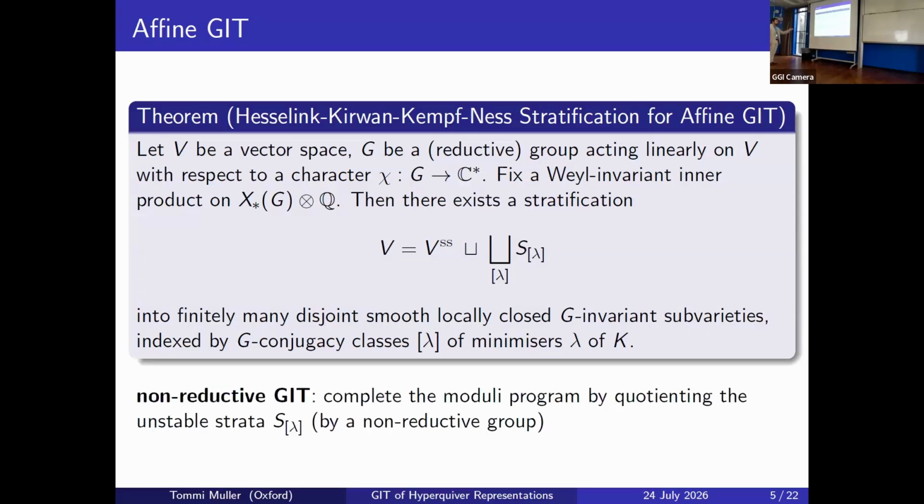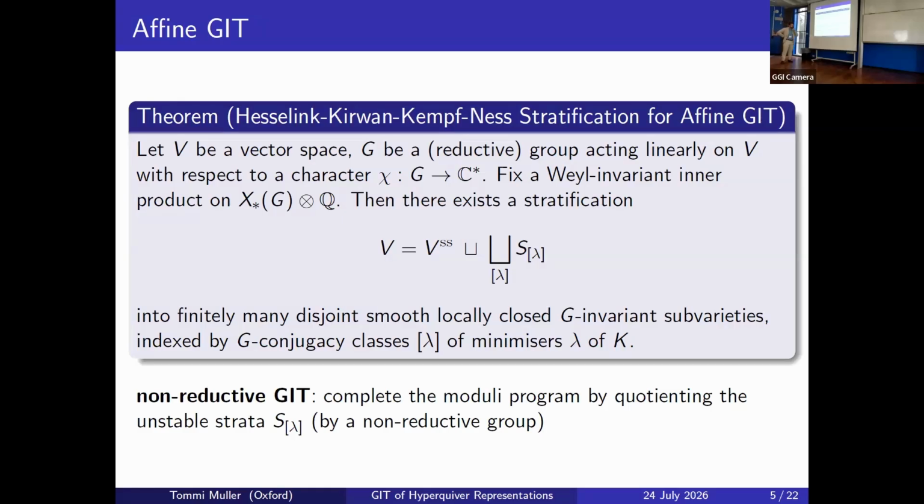So this is known as the HKN stratification of the space. And basically what GIT traditionally does is it just takes the semi-stable locus and throws away all other points. So it throws away all points in these other strata and takes the quotient of the semi-stable set by the group G. And that's the GIT quotient.